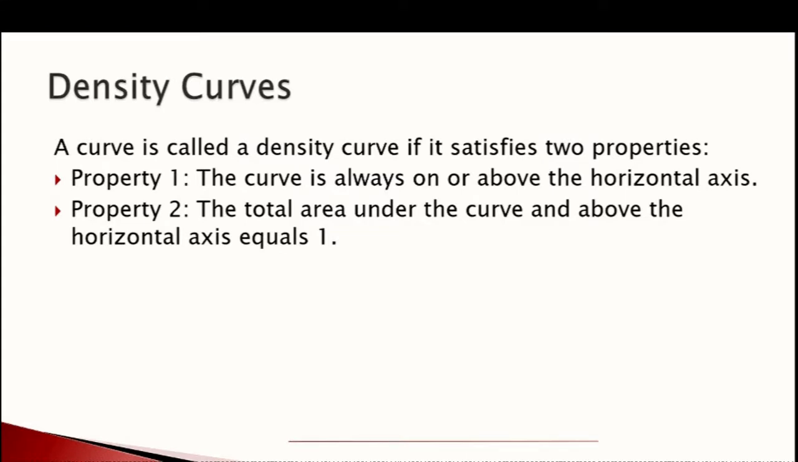So here I include a graph as illustration. You can see the horizontal axis. Then you have a curve on or above it, so it should not be below it. And then the total area under the curve and above the horizontal axis, as I shade blue here, should be equal to 1. The total area is equal to 1.